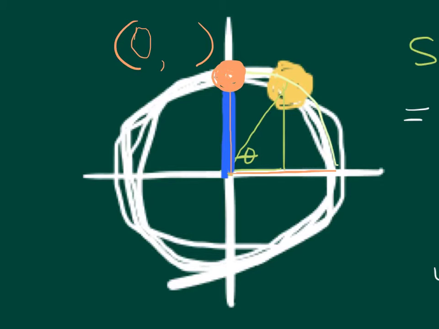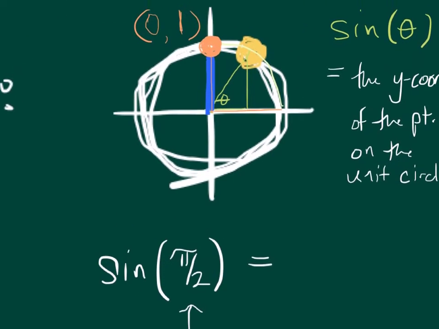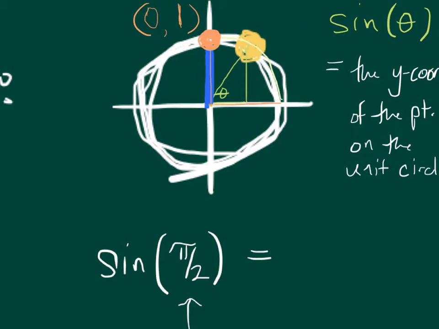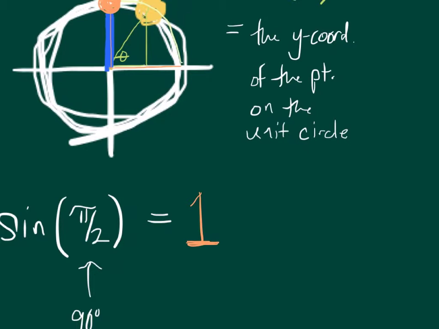And what's the y coordinate? 1. Now, if you'd read it like an xy graph? Exactly. I was thinking some weird fraction. And that tells us that because by definition sine is the y coordinate, then sine of pi over 2 is 1.